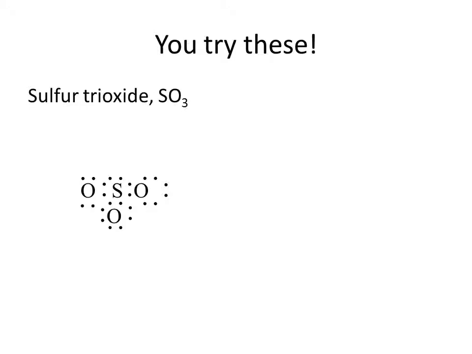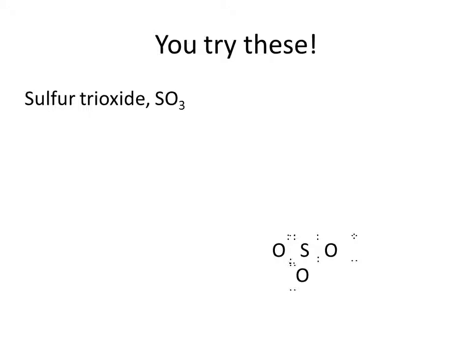If I look at this, I can see that sulfur, the oxygen on the right and the oxygen on the bottom all have octets, but the oxygen on the left does not. So what I do is I take a non-bonding pair. Remember, you go from the atom that does not have an octet to an adjacent atom with a non-bonding pair. You take a non-bonding pair and you move it between. When I do that, you can see there is now a double bond between the oxygen on the left and the sulfur.